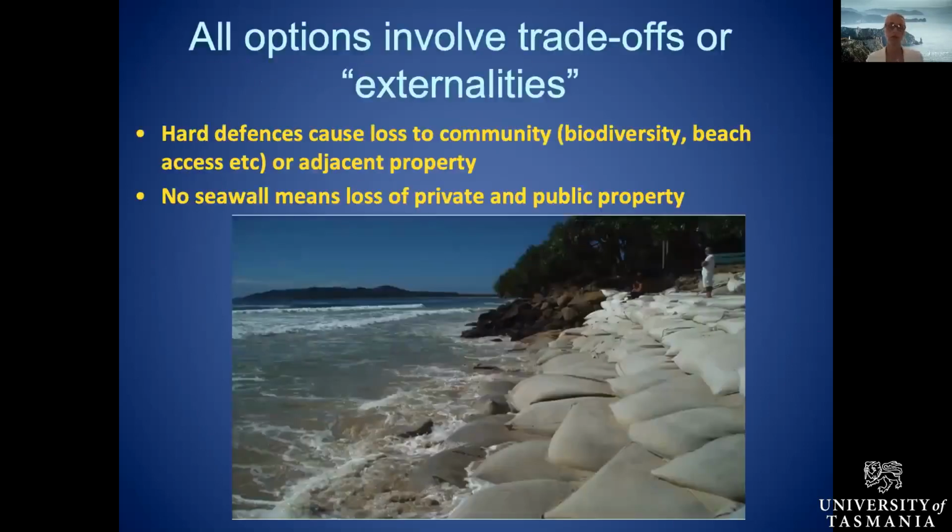The difficulty with all of these adaptation strategies is that they all involve trade-offs or externalities. A decision to do one thing will have some kind of adverse impact on some other strategy or some other group of people. So, for example, hard defences like seawalls have the effect of scouring the beach in front of the seawall.